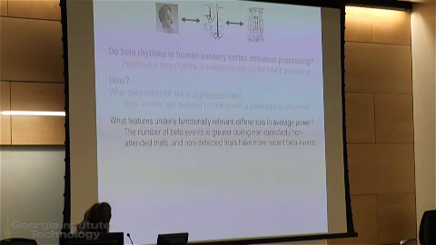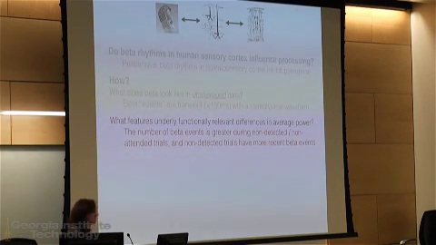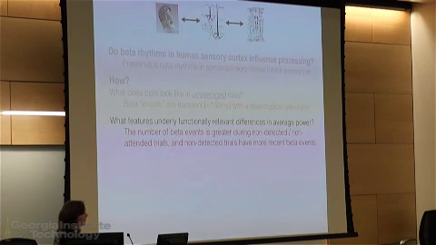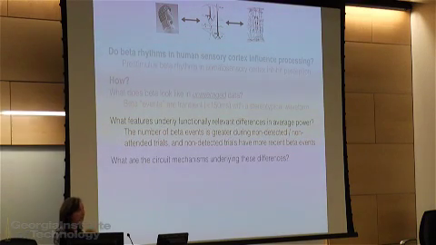Okay, so what features underlie the functionally relevant differences in average power? Well, the number of beta events is greater during non-attended, non-detected trials, and non-detected trials have more recent beta events. So now we can say we've quantified what it is we want to understand with our model. Now we can turn to our model and say, what are the circuit mechanisms that can create beta events that look like this and may underlie this difference in perception?